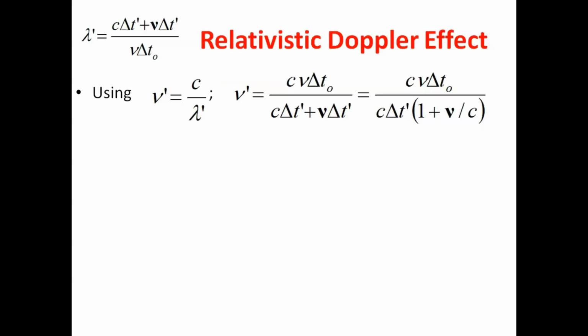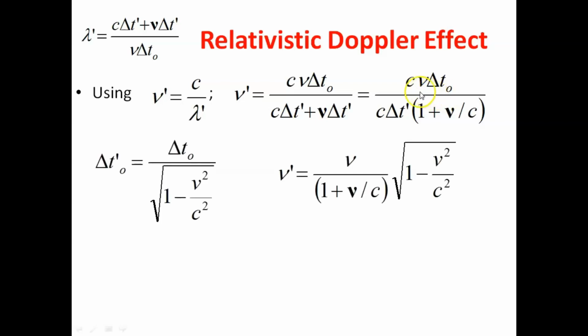Nu dash is equal to c upon lambda dash. Therefore nu dash equal to c times nu delta t0 divided by (c delta t dash plus v delta t dash). So here you can take c delta t dash common in the denominator. C can be cancelled so that we are left with nu delta t0 divided by delta t dash times the bracket (1 plus v by c).